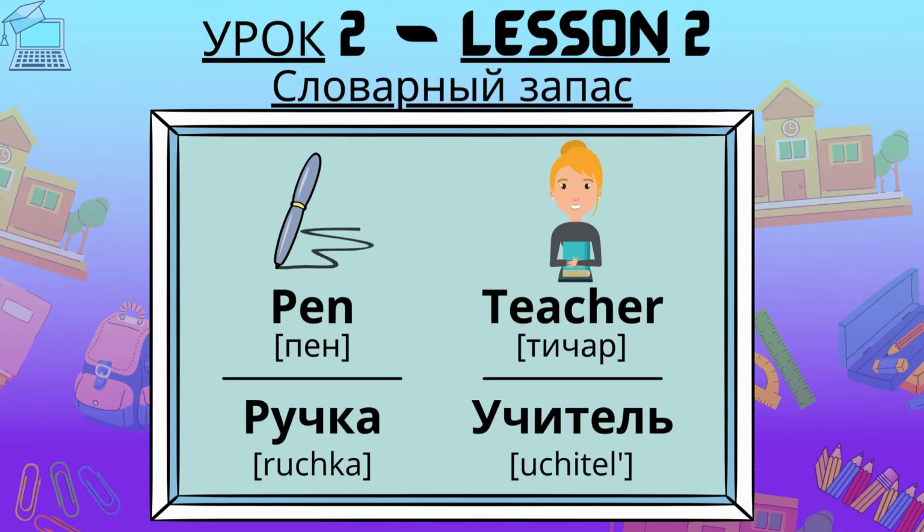We normally use these words in our daily life. So first one is pen. Pen is for ruchka. Teacher. Teacher is for uchitel.